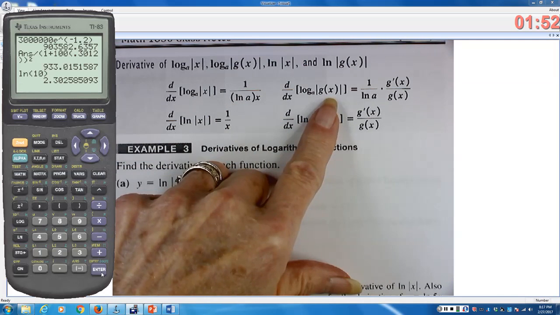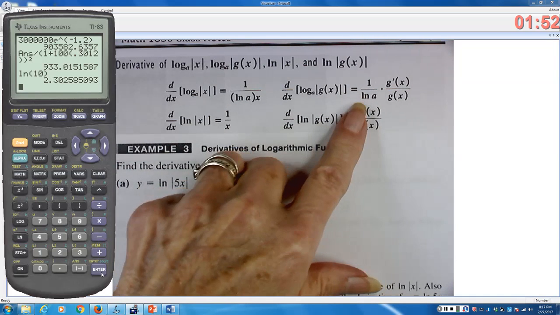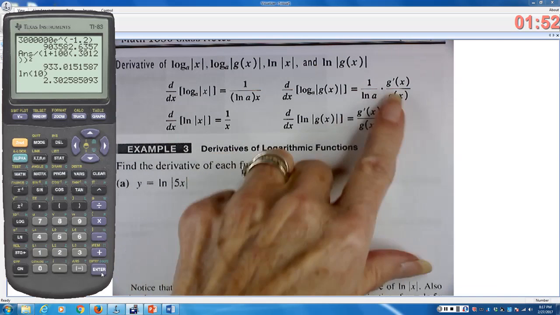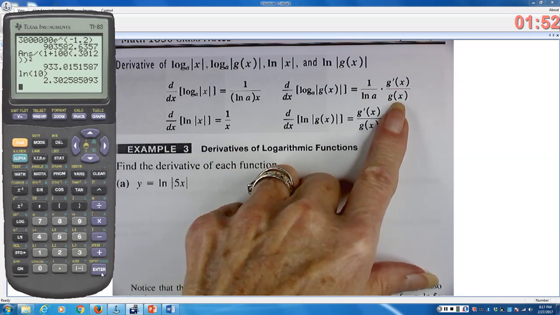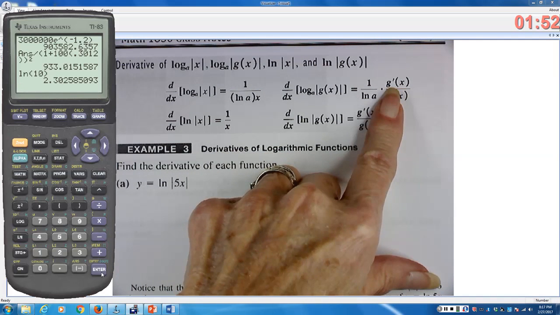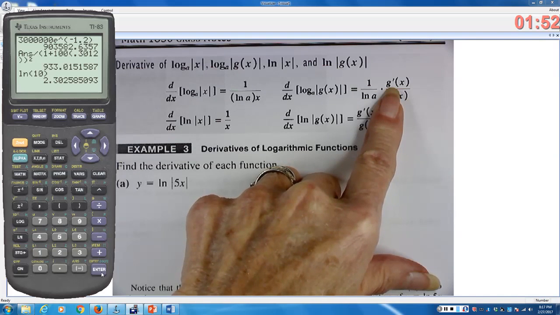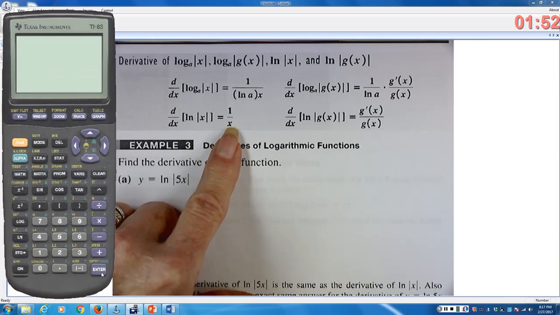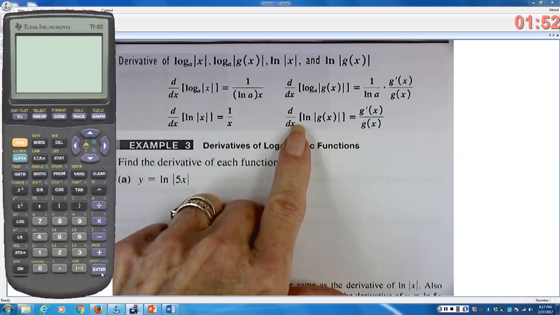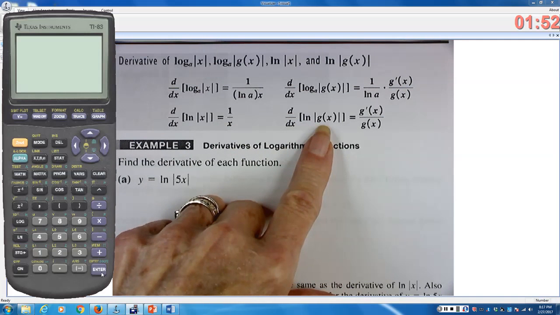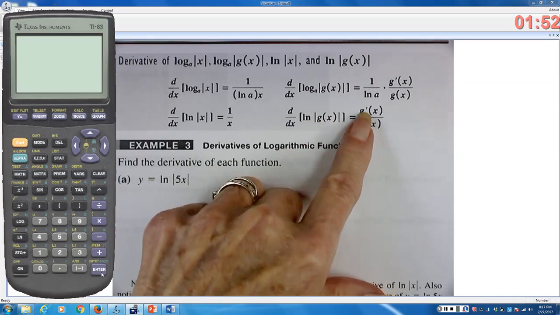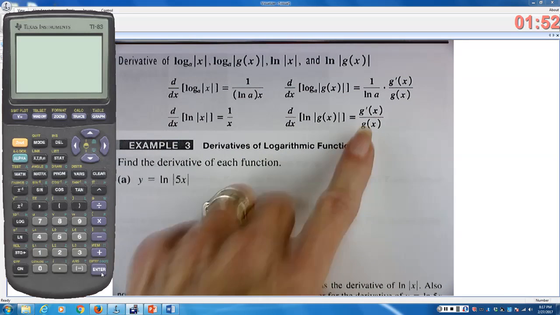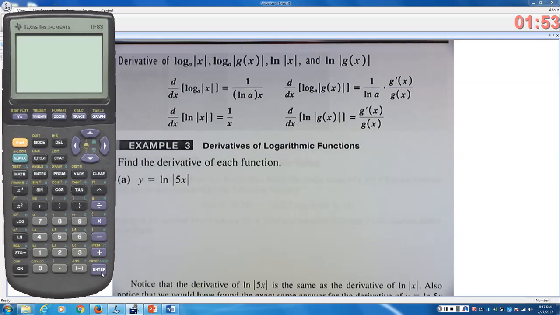And if it's a function, then it's 1 over the natural log of the base. And the function still stays down here, but the derivative goes up on top. That's just a shortcut from what I showed you before. Okay? And this says that if you have the natural log of x, it's just 1 over x, because x has to be positive. And the natural log of some function is the function's derivative over the function itself, which is what I just showed you on the previous one.